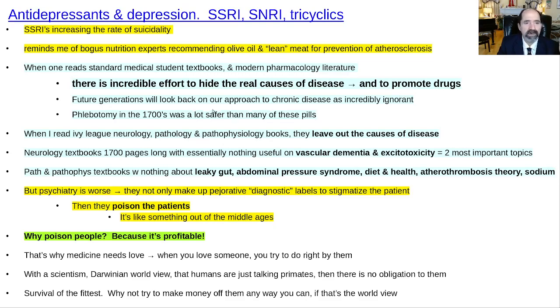Future generations will look back on our approach to chronic disease as incredibly ignorant. Like we said, all these things are designated as chronic diseases, which means they never get better. Diabetes, hypertension. But the reality is, with a low-fat vegan diet, a low-sodium vegan diet, hypertension often is resolved. Diabetes type 2 is often cured. And like we're just pointing to, it could also help these depression patients potentially a great deal.